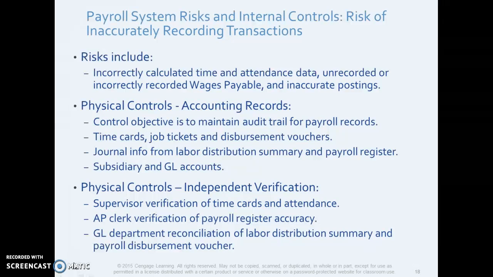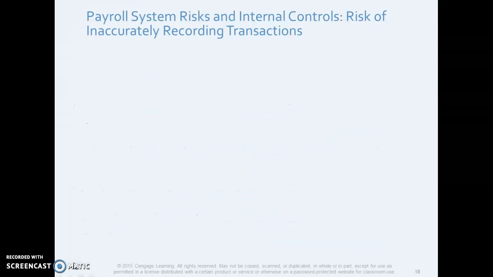So physical controls. The supervisor verifies your time and attendance. The AP clerk verifies the payroll register accuracy, and the GL department reconciles the labor distribution summary and payroll disbursement voucher.